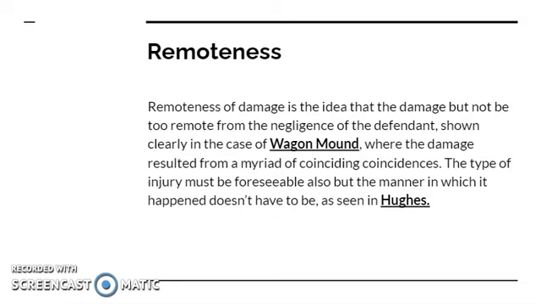Remoteness, on the other hand, is the idea that the damage must not be too remote from the negligence of the defendant, shown clearly in the case of Wagon Mound, where the damage resulted from a myriad of coinciding coincidences. The type of injury must also be foreseeable. However, the manner in which it occurs does not have to be, as seen in the case of Hughes.